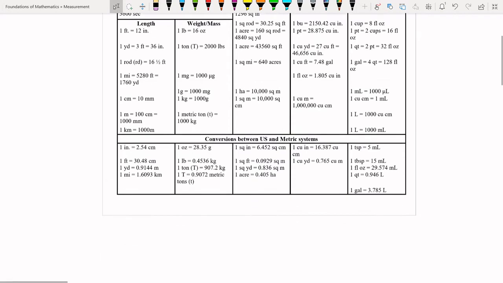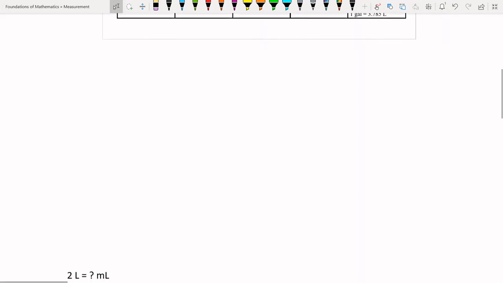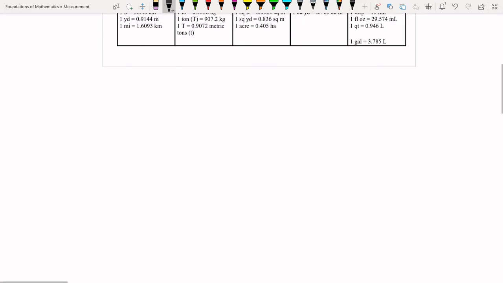So if we look at the base unit, that would be meters, grams, liters, those kind of things. The metric system has prefixes to designate if it's smaller or larger than the base unit.